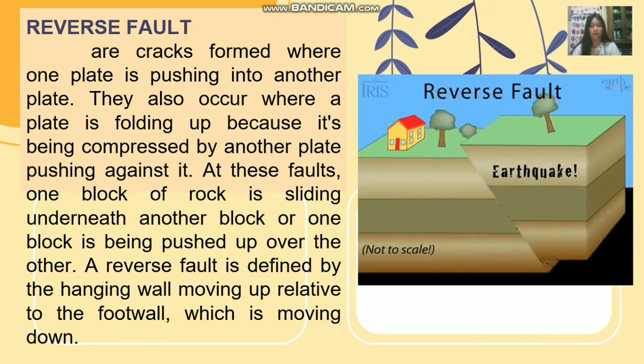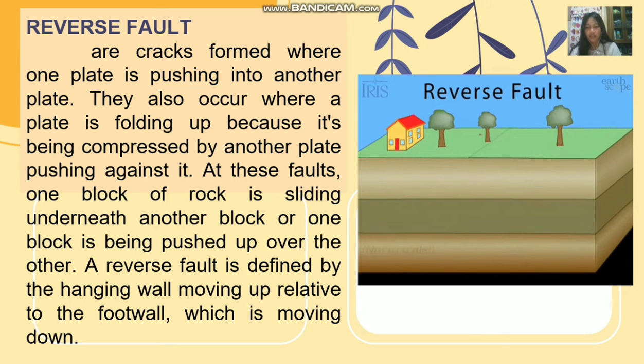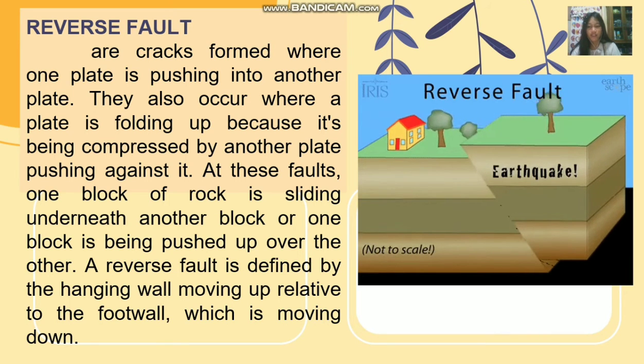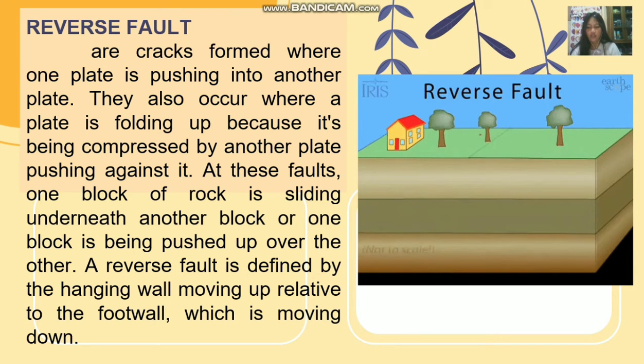A reverse fault is defined by the hanging wall moving up relative to the footwall, which is moving down. In this type, the footwall is on the downthrown side of the fault, moving downwards, and the hanging wall is on the upthrown side of the fault, moving upwards. When the hanging wall is on the upthrown side, it hangs over the footwall.